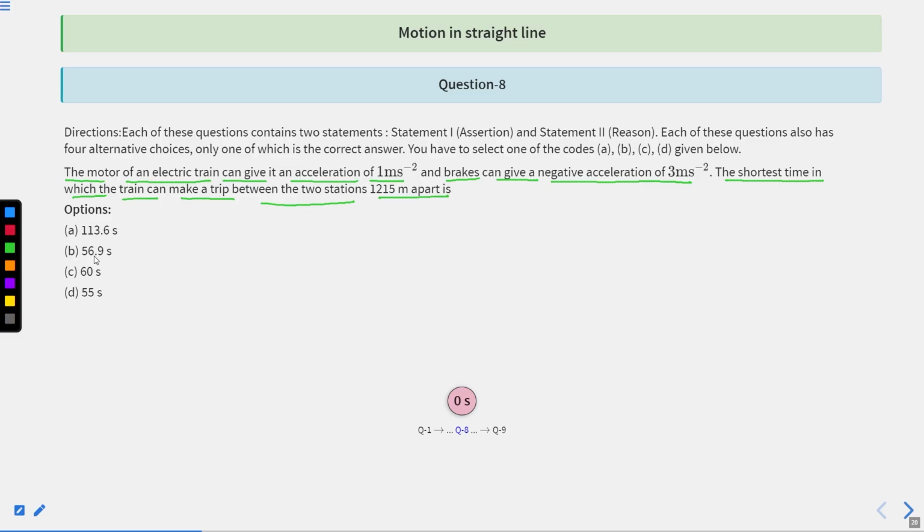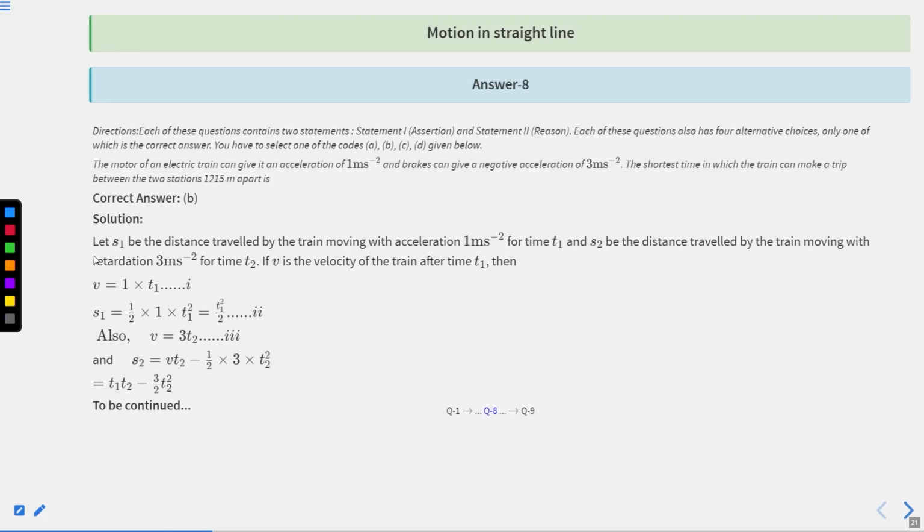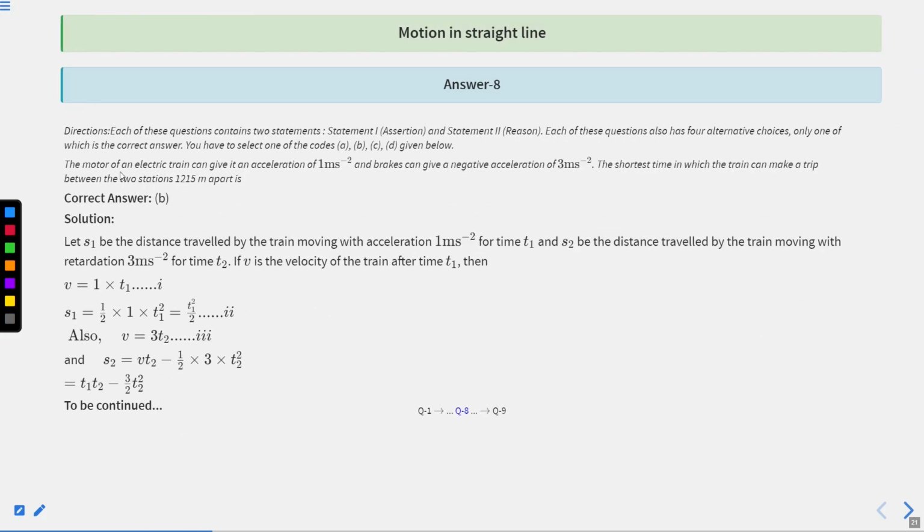Let's find a solution. The question says the motor of an electric train can give it an acceleration of 1 meter per second square, and the brakes can give a negative acceleration of 3 meter per second square. Note this. The question asks for the shortest time in which the train can make a trip between the two stations.